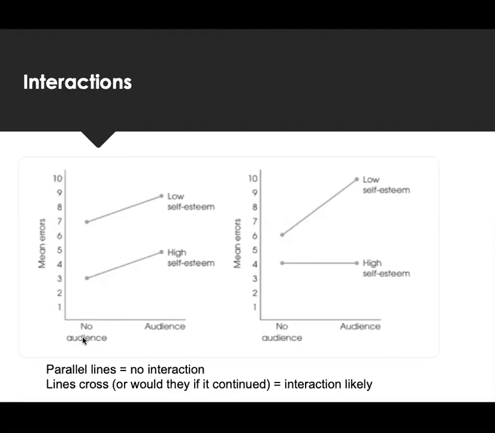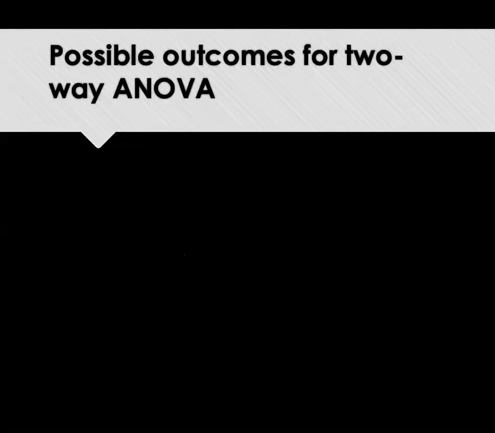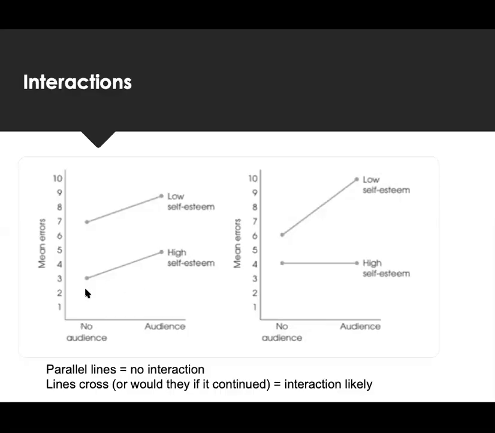Okay, so we took the two columns, audience and no audience, and put those on the x-axis, and then we put our dependent variable along the y-axis, so the number of errors, and then we used two different lines to represent the two levels of the other factor, self-esteem. So the number of errors for no audience and low self-esteem was 7, and no audience and high self-esteem, the errors are only 3.